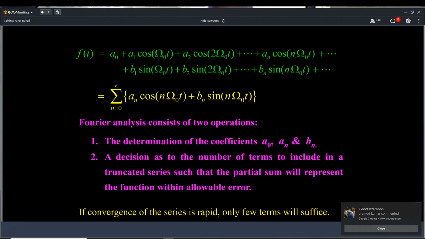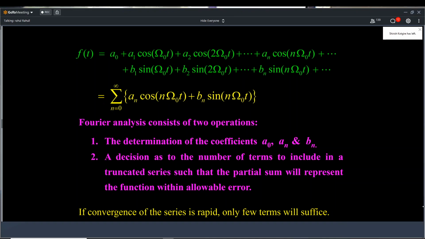That means we have linear coefficients: a0 plus a1 into cosine of omega 0 t plus a2 into cosine of 2 omega 0 t, and so on up to the nth cosine term. Similarly, we have the sine terms with linear coefficients b1, b2 up to bn. In concise notation, it is the summation from n equal to 0 to infinity of an cosine of n omega 0 t and bn sine of n omega 0 t.